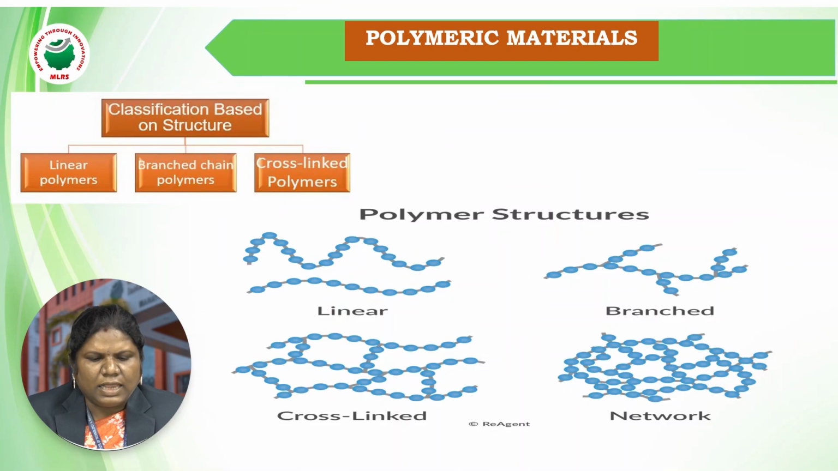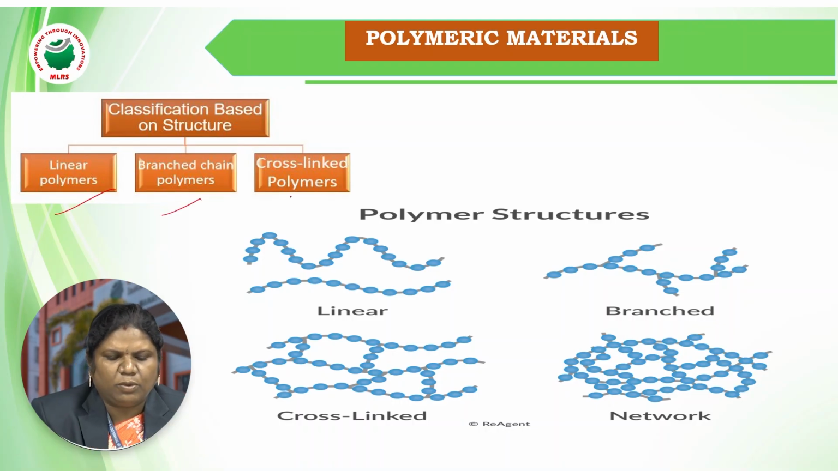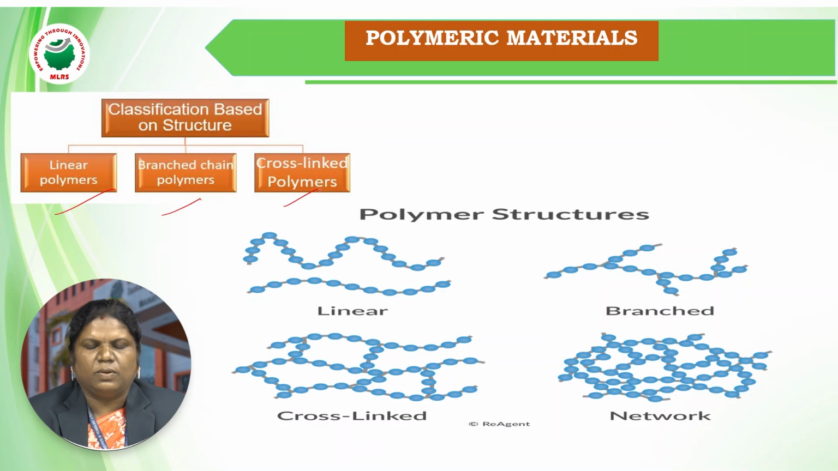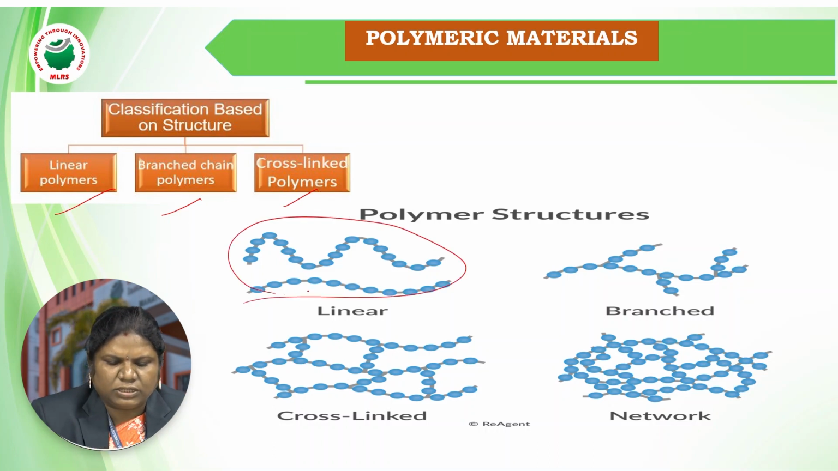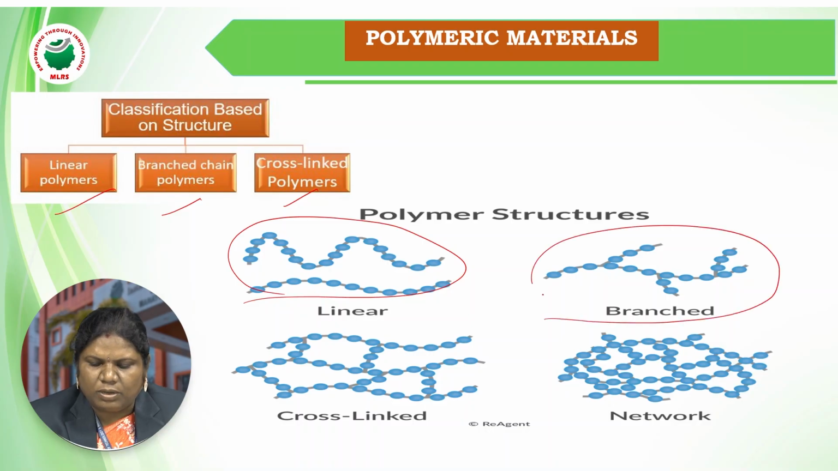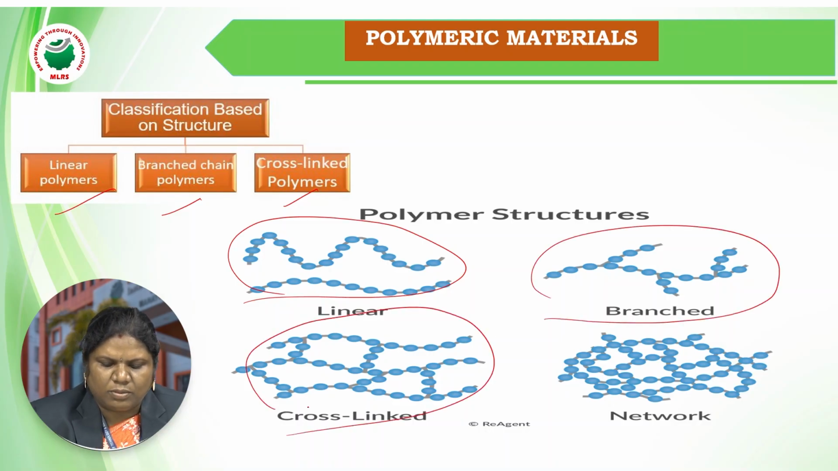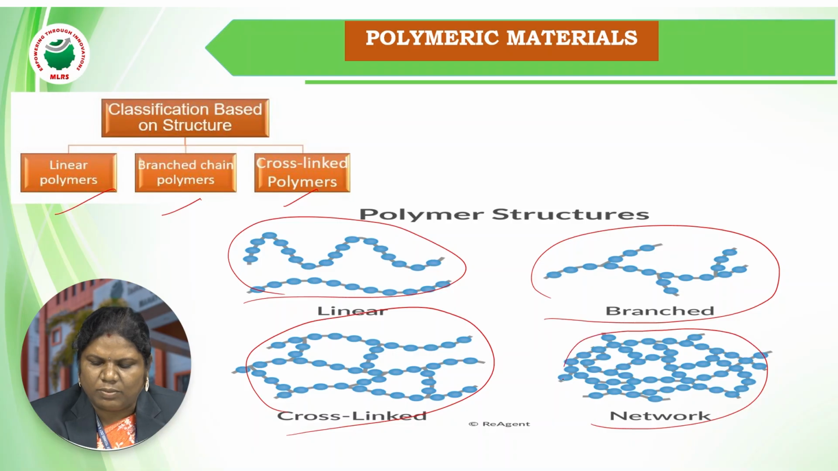And next, classification based on structure. Based on structure, the polymers are classified into linear polymers, branched chain polymers, and cross-linked polymers. Here we can see the structure. This is the linear polymer chain, this is the branched polymer chain, this is the cross-linked polymer chain, and this is the network polymer chain. This is based upon the structure.